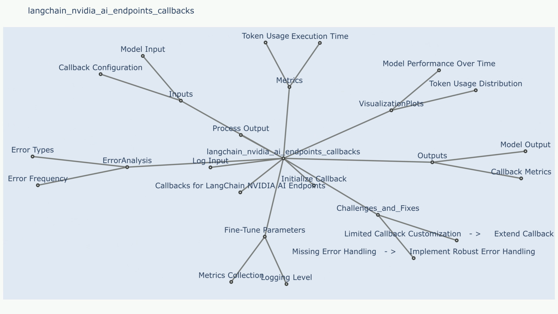Fine-tune parameters: logging level controls the verbosity of the callback's output, allowing you to adjust the amount of information captured. Data storage location specifies where the collected data is stored, such as a file, a database, or a cloud storage service. Event filtering allows you to select specific events to capture, filtering out irrelevant information and reducing the amount of data collected.